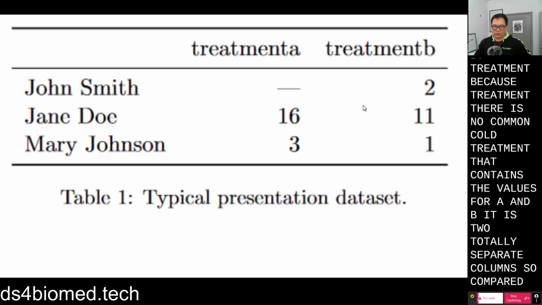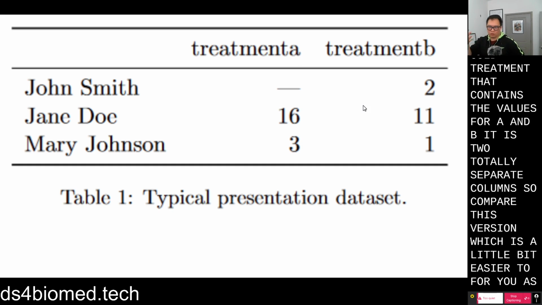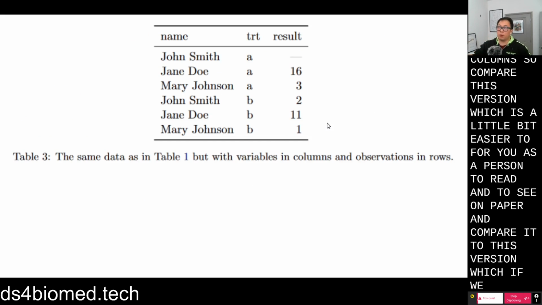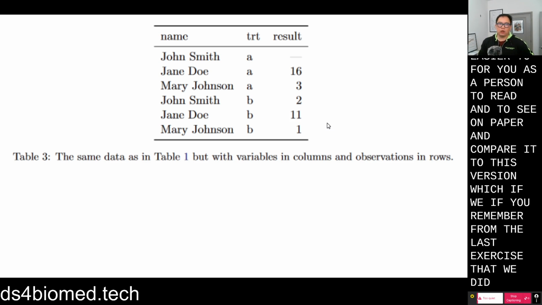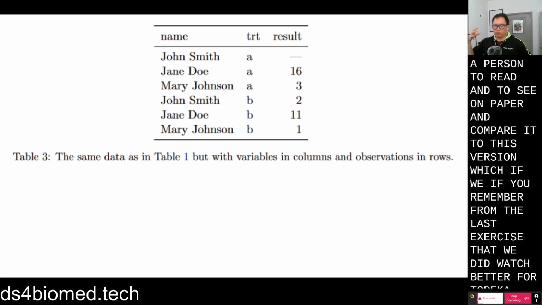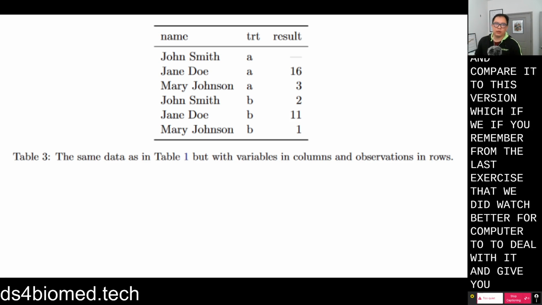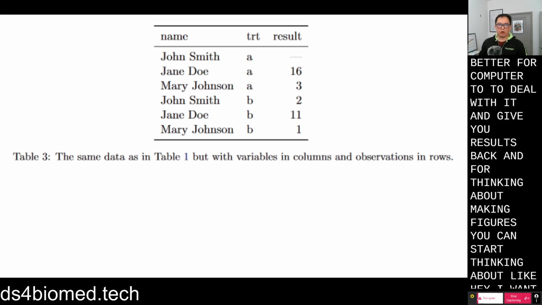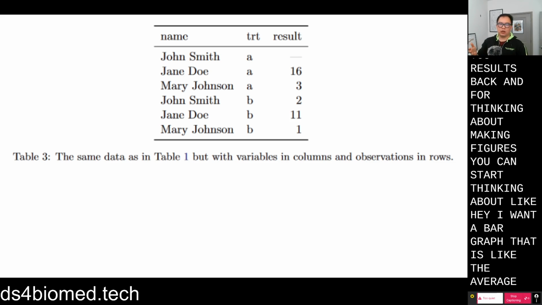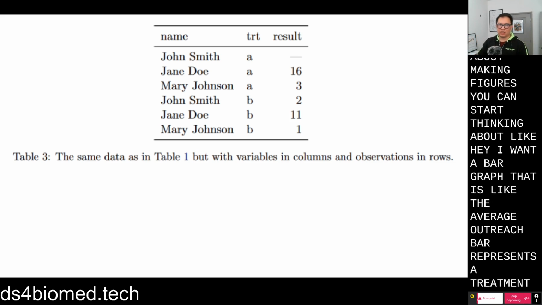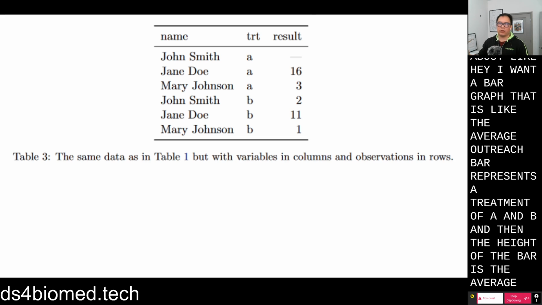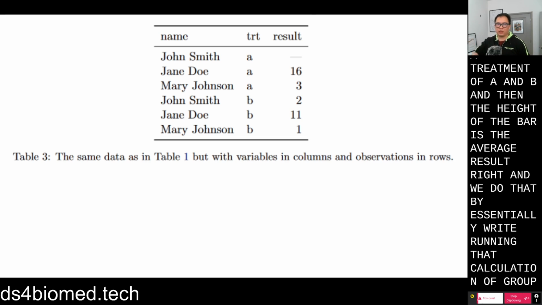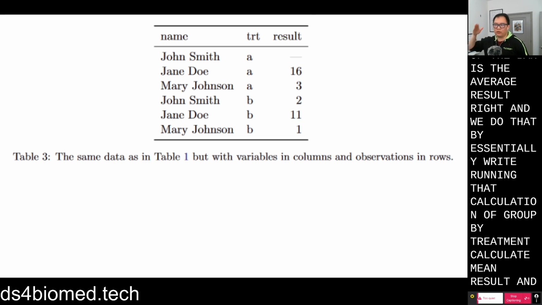So compare this version, which is a little bit easier for you as a person to read and see on paper, to this version, which, if you remember from the last exercise that we did, is much better for a computer to deal with and give you results back. And for making figures, you can think, I want a bar graph where each bar represents a treatment of A and B, and the height of the bar is the average result. We do that by running that calculation of group by treatment, calculate mean result, and then take those values and put them in a figure.